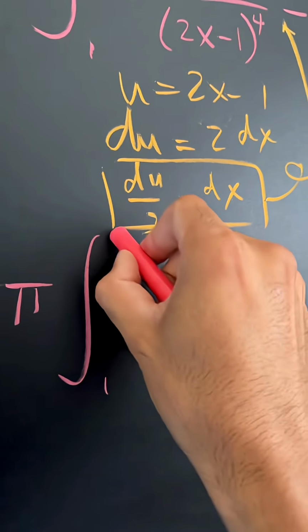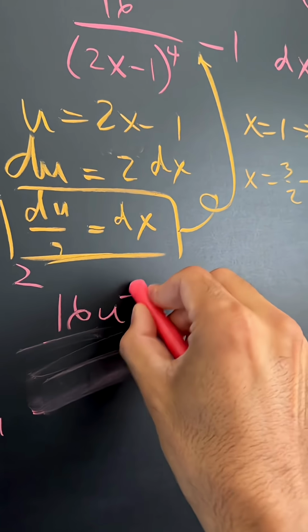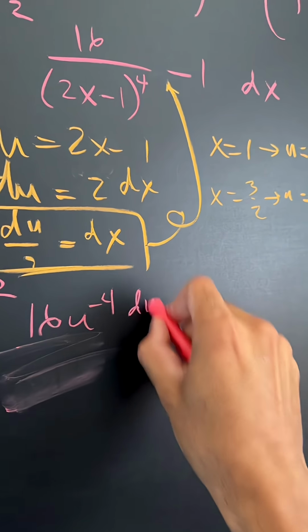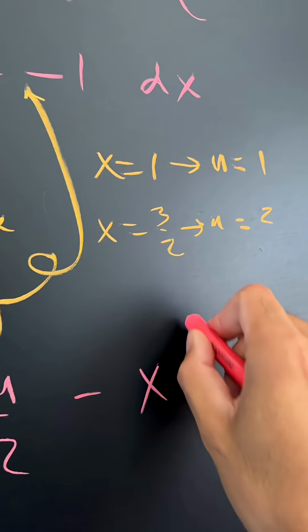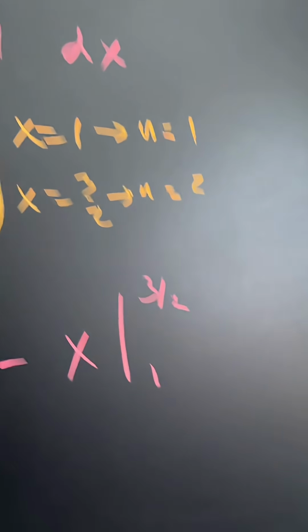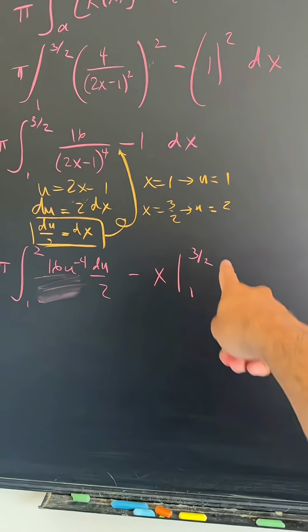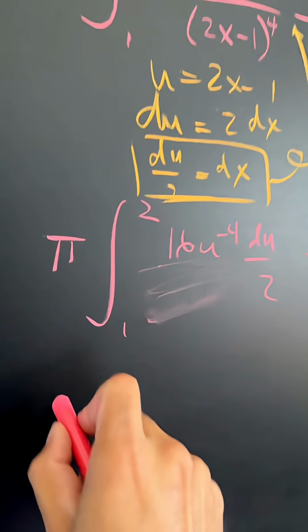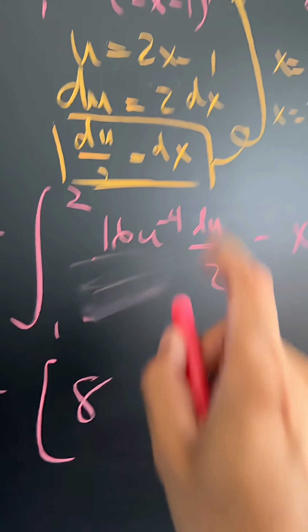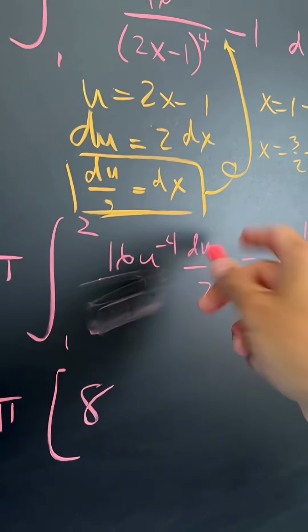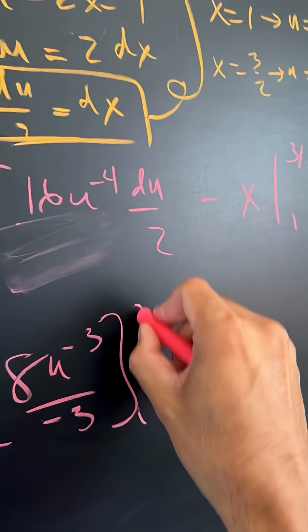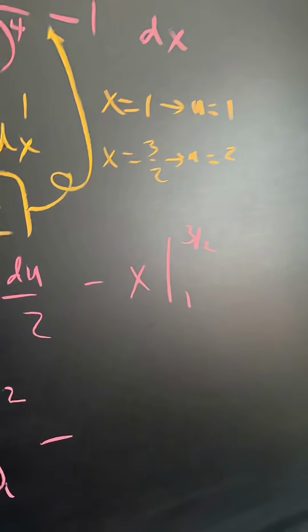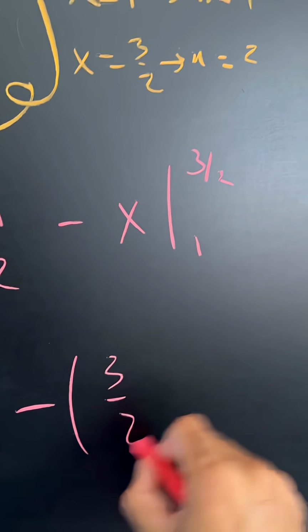So we have pi, and then we have integral from 1 to 2 of 16 to the power of negative 4 times du over 2, minus, and then this is already going to be x. So I have x, and then we're implementing the fundamental theorem of calculus on this one right here. So that's going to be 1 and 3 halves. This is going to become an 8. But then we're going to integrate. We have u to the power of negative 4, so this is going to be u to the negative 3 over negative 3 from 1 to 2 minus, and let's just go ahead and start plugging these in. This is going to be 3 halves minus 1.